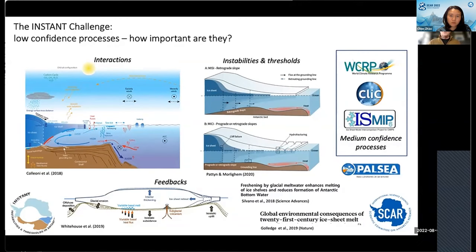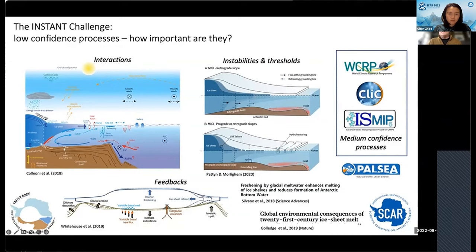But negative feedbacks also occur, and there's some really interesting cutting edge research coming out of this PALSEA group and out of theme two of INSTANT, that are looking at the effect of a retreating ice sheet on the bedrock underneath and the glacio-isostatic rebound that can actually stabilize that retreat, slow it down. And so these processes are now being incorporated into models doing future projections.